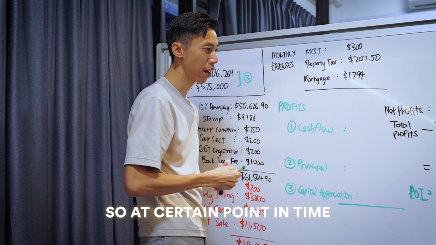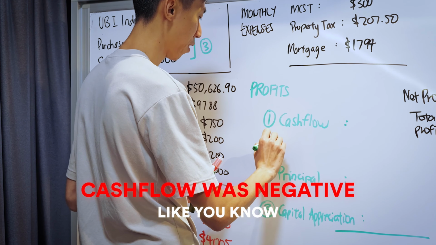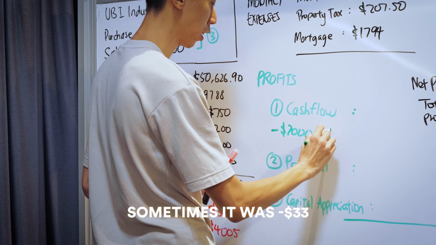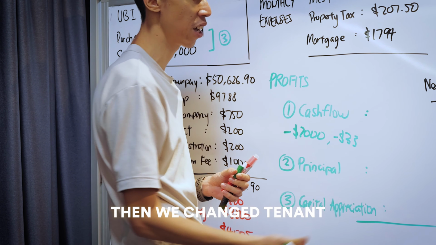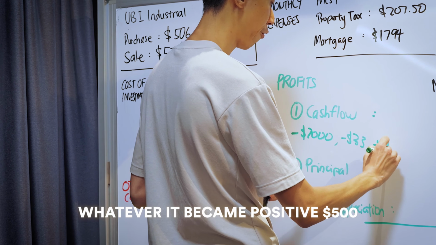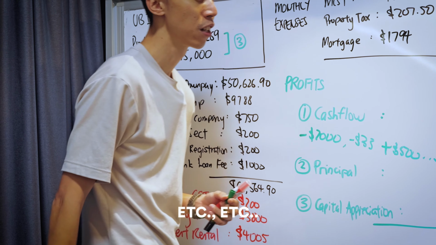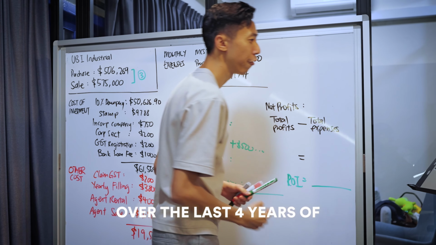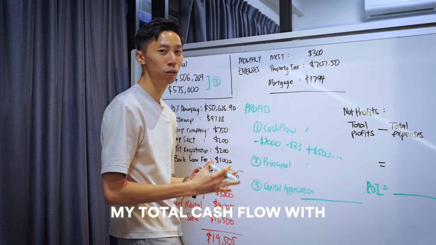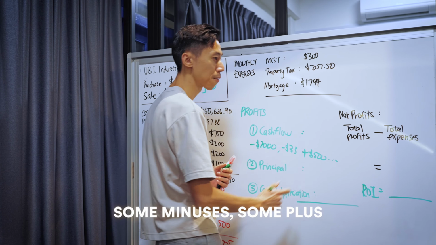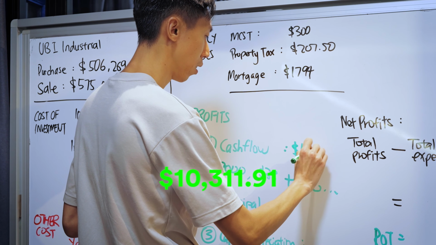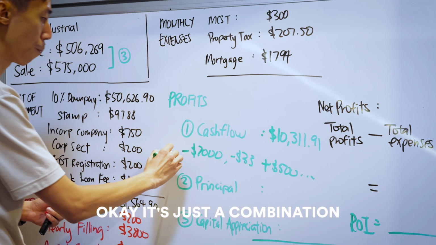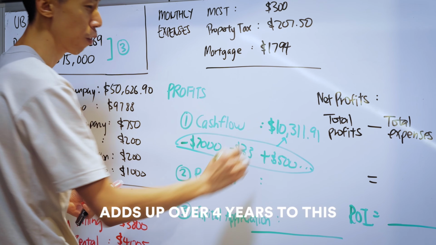So at certain points in time, cash flow was negative, like, negative like $2,000. Right? Sometimes it was negative $33 because the rent was low. Then we changed tenant. Sometimes because of whatever, it became positive $500, etc., etc. So once I look into my bank statement in overall, over the last 4 years of owning the property, my total cash flow with some minuses, with some plus, add up to 10,311.91. Okay, it's just a combination of all these things. Adds up over 4 years to this.